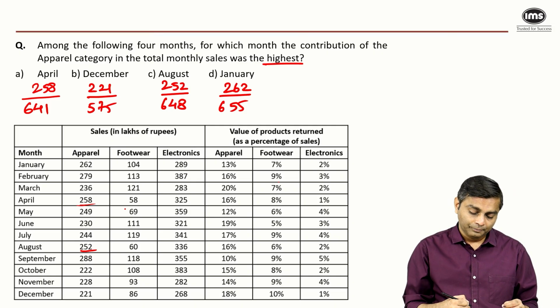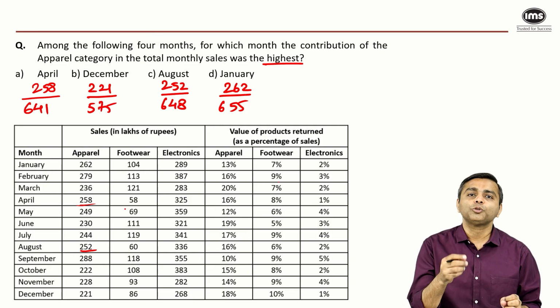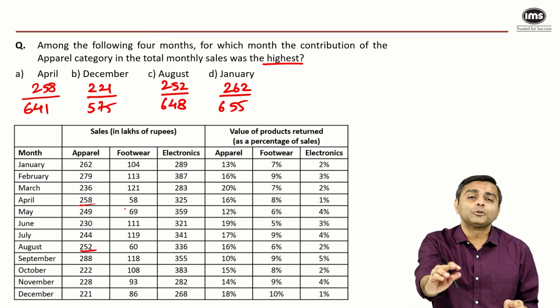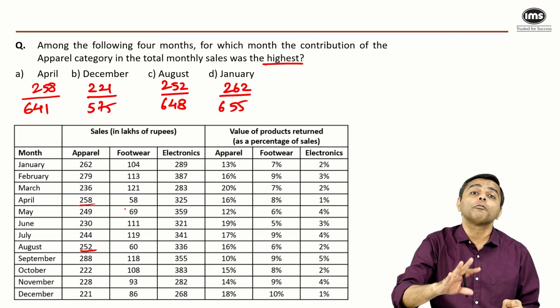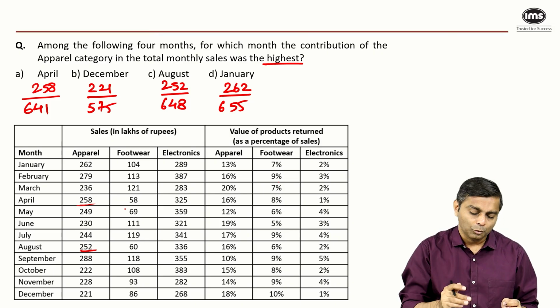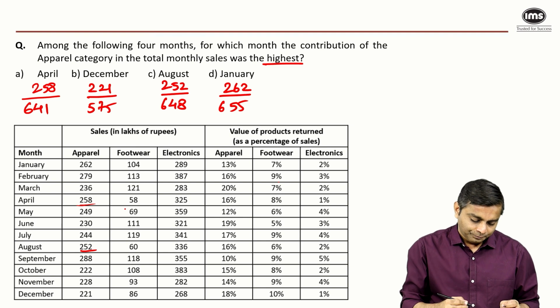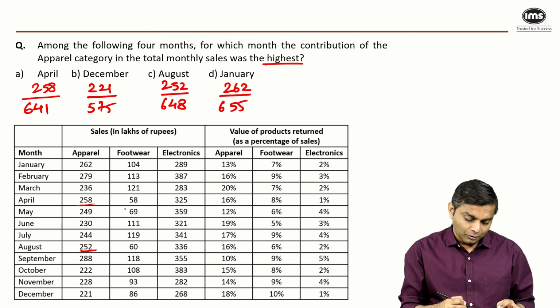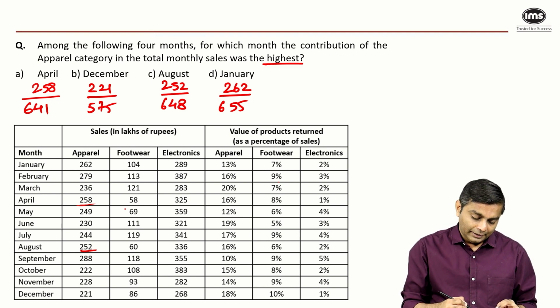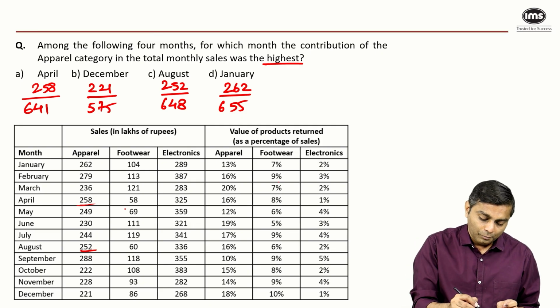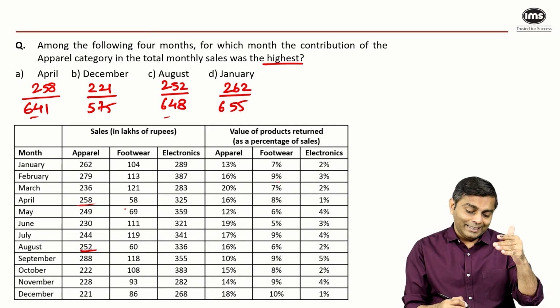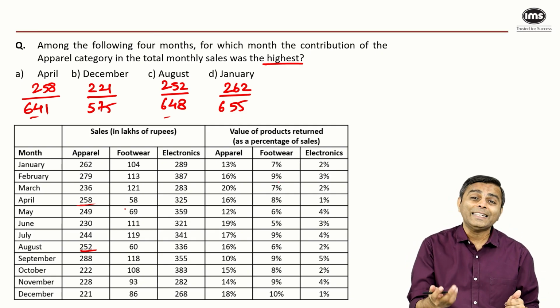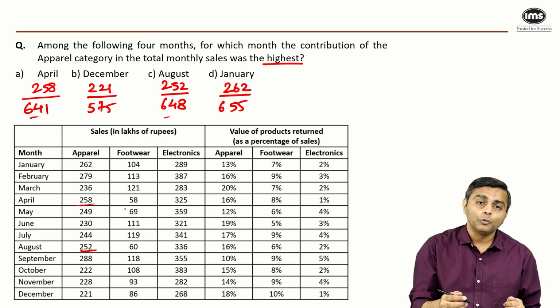Now, this is the best place to use your on-screen calculator, but there also you can optimize. You don't really have to manually, robotically go and find all 4 values. Let's see if we can eliminate at least 1 or 2. We want to go to the highest value. Now I have 258 on 641 and I have 252 on 648. They are quite close. Now between these 2 values, the numerator has decreased and the denominator has increased, which means both ways the value is going to be lesser.